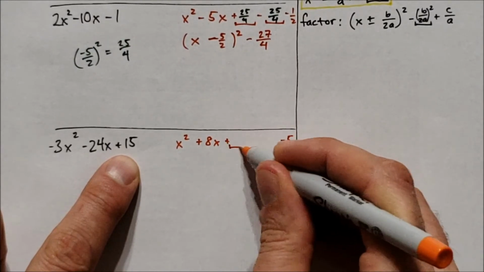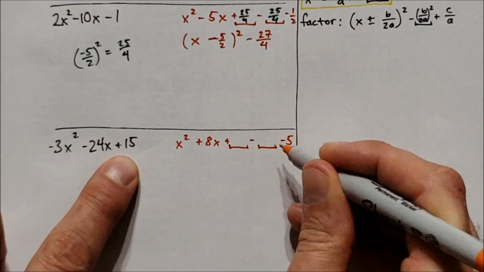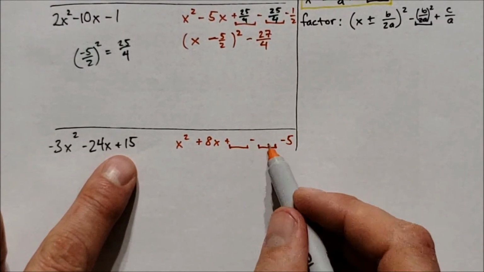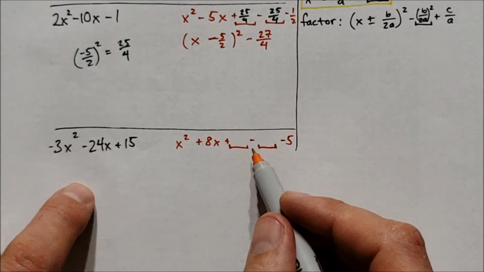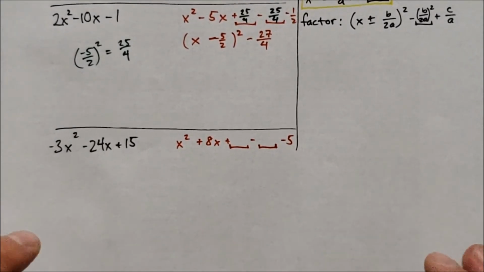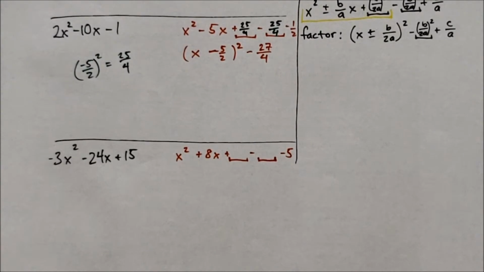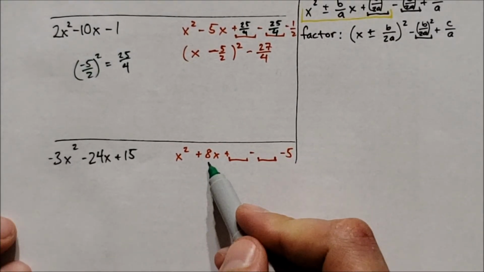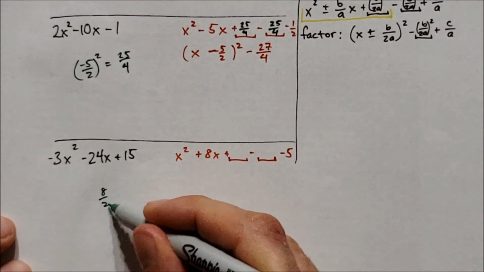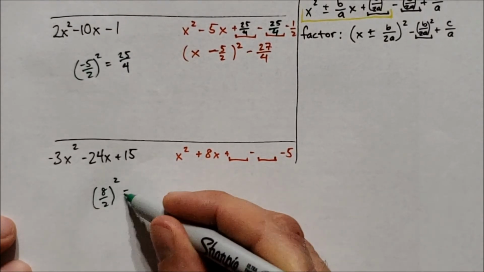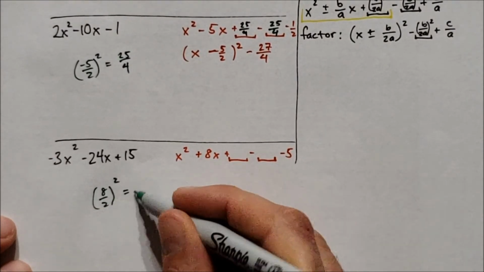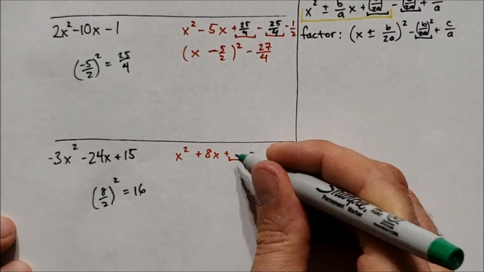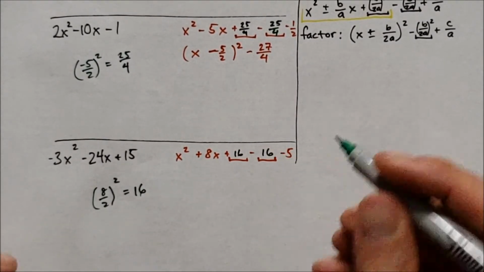But we are going to add and subtract a number to this so that we can complete the square. What number are we going to use? Well, we're going to take the 8, divide it by 2, and then square that. 8/2 is 4. 4 squared is 16. So we're going to add 16, we're going to subtract 16.